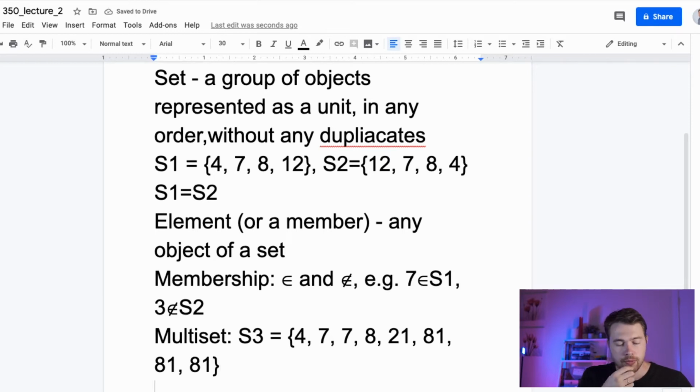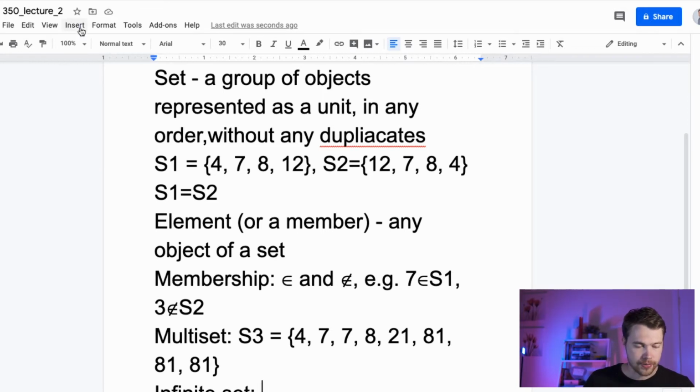Now let's talk about another thing, which is called an infinite set. Okay, so any set can be either finite or infinite. If people just say a set, that means it's not really clear if it's finite or infinite. But an infinite set, you can kind of guess what that means. That means it is a set, which means a group of objects represented as a unit in any order without any duplicates, the number of elements in which is infinite. Okay, so can you kind of guess what that would be? Can you give me an example?